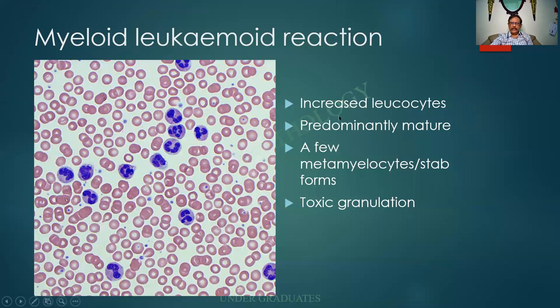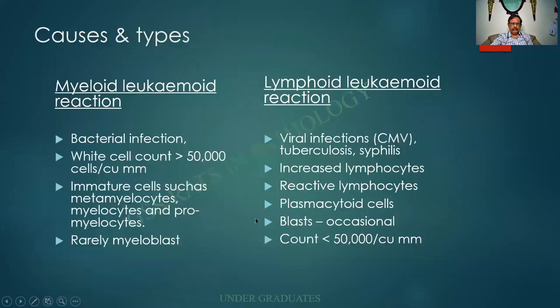Myeloid leukemoid reaction, there is an increase in the leukocytes, predominantly mature. There are a few myelocytes and stab forms. Toxic granulation can be present. As I had been mentioning in the first slide, there is a myeloid leukemoid reaction and a lymphoid leukemoid reaction. Lymphoid means lymphocytic series will be there, while myeloid means myelocytic, neutrophilic series.